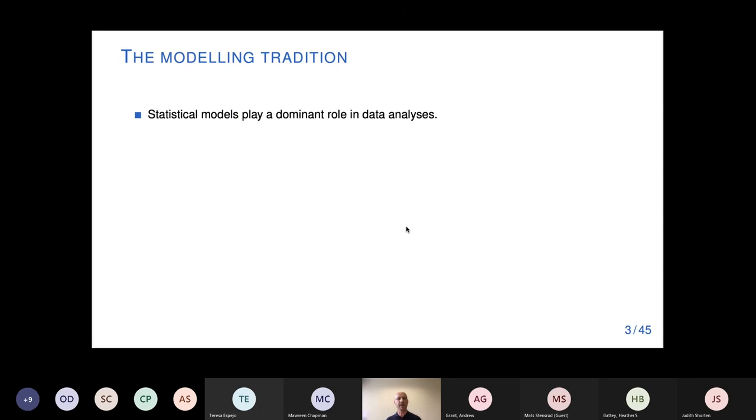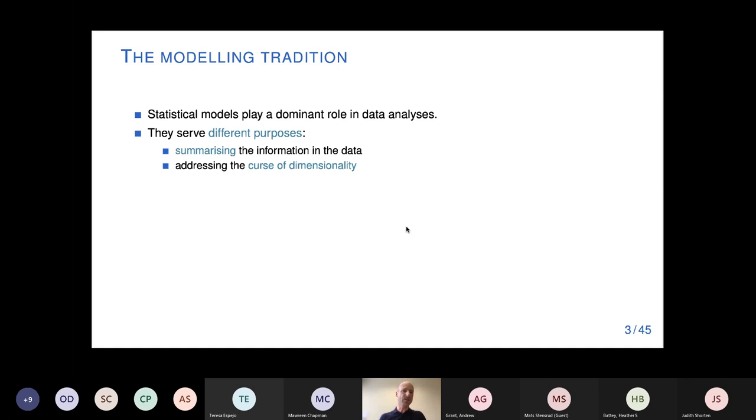Statistical models obviously play a very dominant role in data analysis, and we use them for different purposes. We use them on the one hand to summarize information in the data so that hopefully we can communicate that in a simple way to other investigators. At the same time, we use models also to address the curse of dimensionality. That is, there may be a need to control for confounding, for instance, in the analysis. And in that case, we might like to do the analysis within certain strata, but in a given stratum, there may be so little information, so few subjects, that we would like to borrow information across strata by relying on certain smoothness assumptions, and models are really helpful for that.